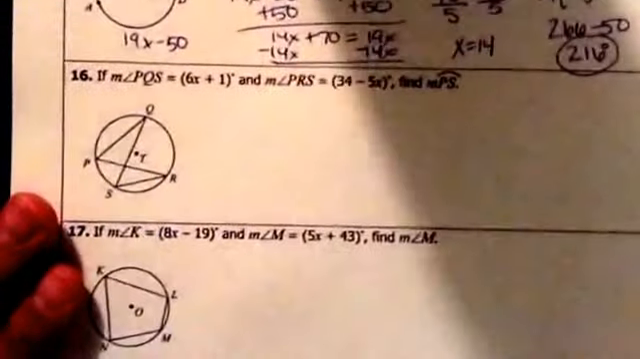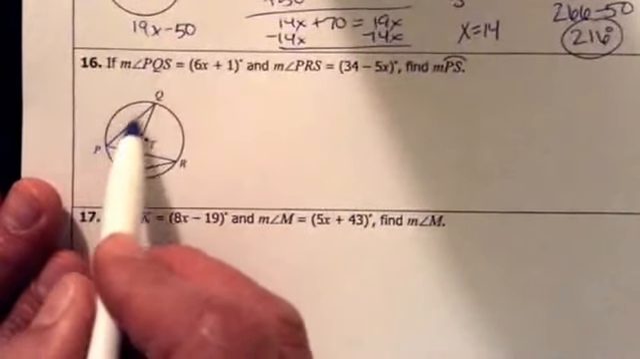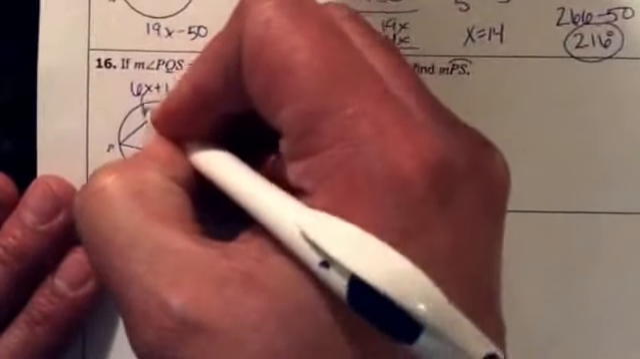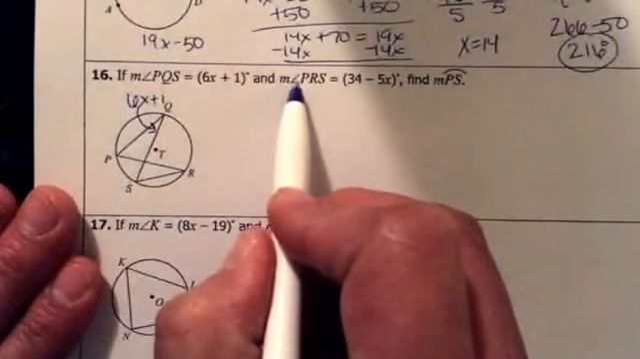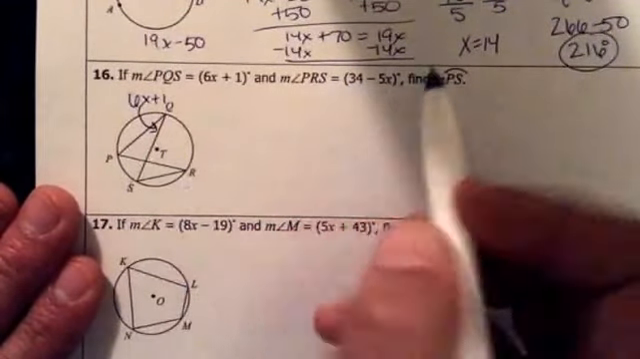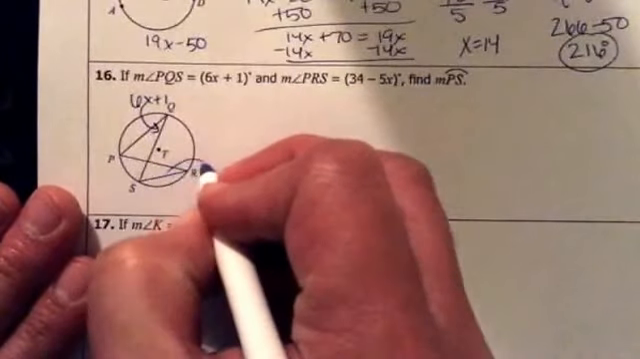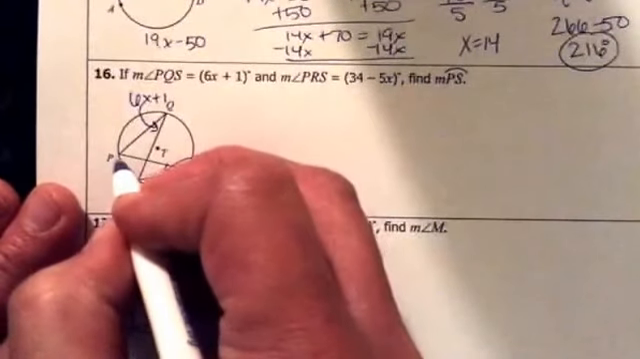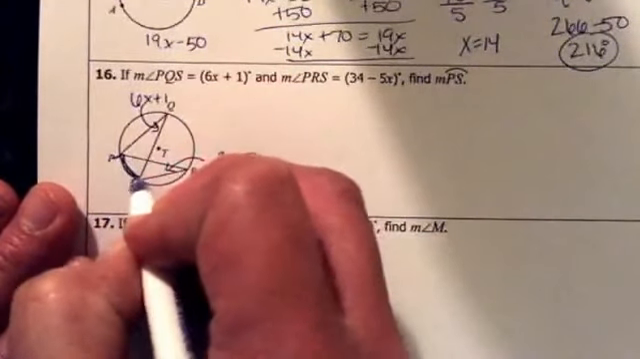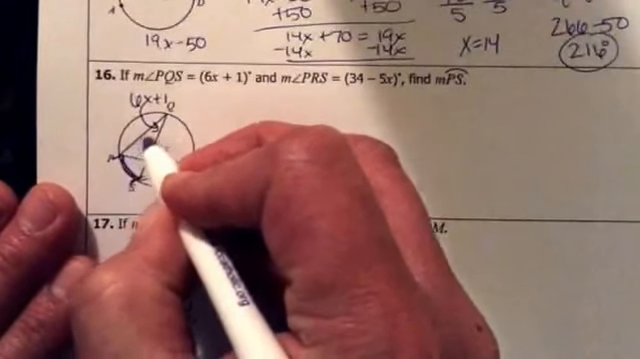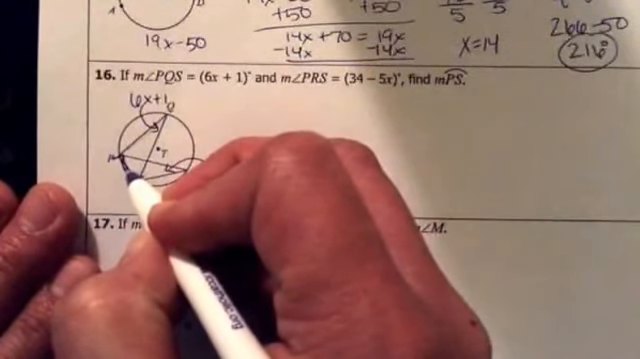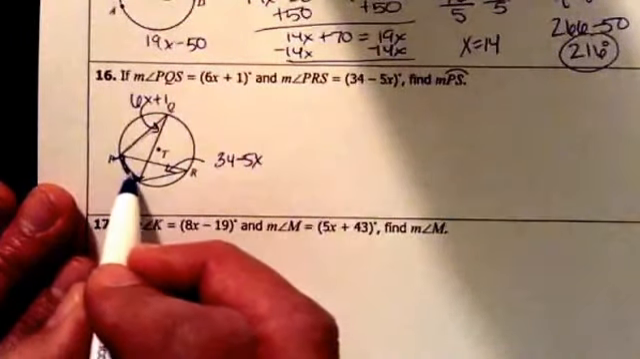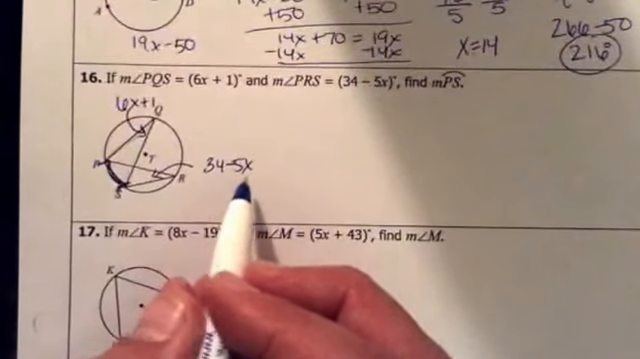Next question. They're telling us angle PQS, which is this angle right here, is 6x plus 1. That's this angle right here. They're also telling us angle PRS is 34 minus 5x. Well, PRS is this angle right here. That's 34 minus 5x. They want us to find arc PS, which is this arc right here. Now, if you look at these two angles, this angle right here, PQS, has the intercepted arc of PS. Angle PRS also has the intercepted arc of PS, which means that these two angles are going to be congruent.